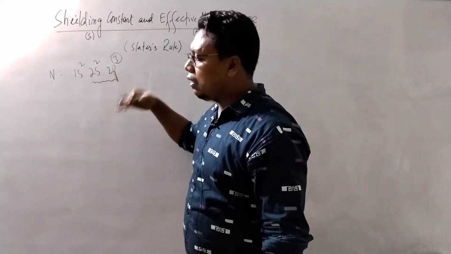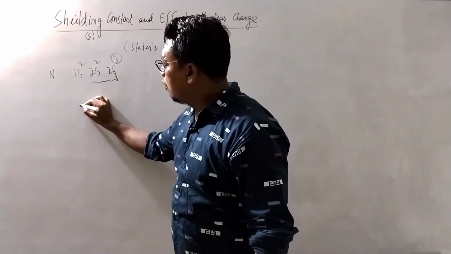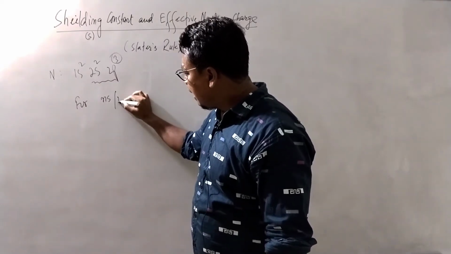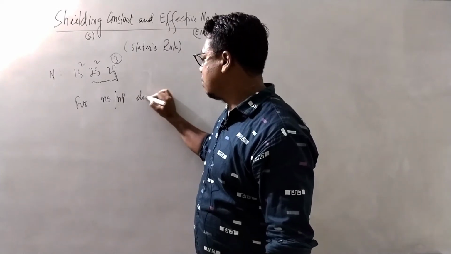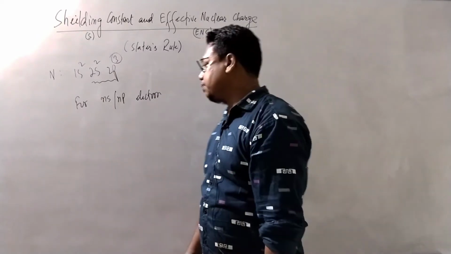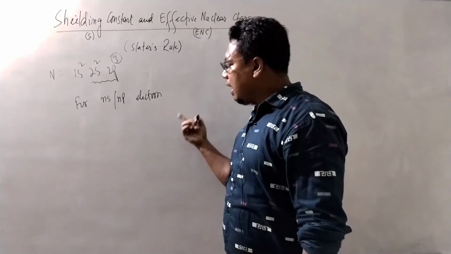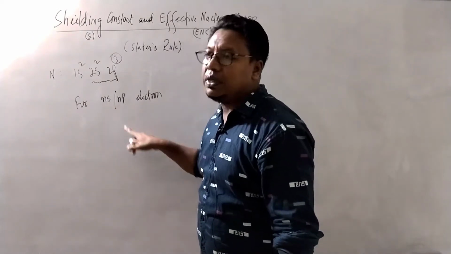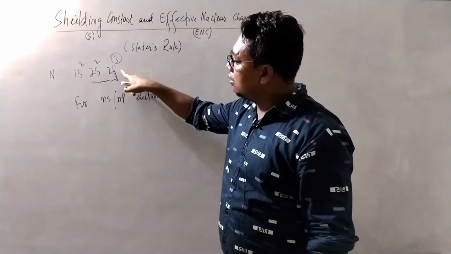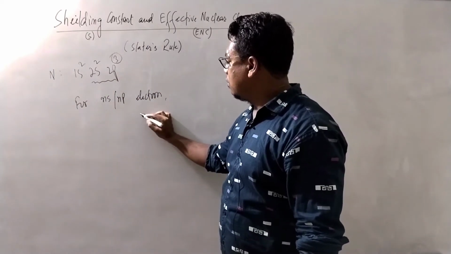So the rules according to Slater are for ns and np electrons. For any electron in ns or np, n means outermost shell. For ns or np, we can just say for s and p electrons also, shielding of the electrons in this shell are as follows.